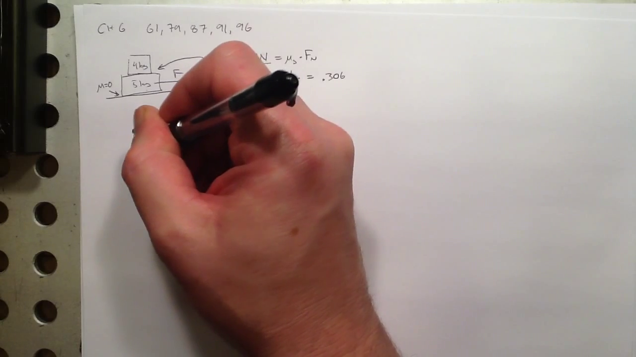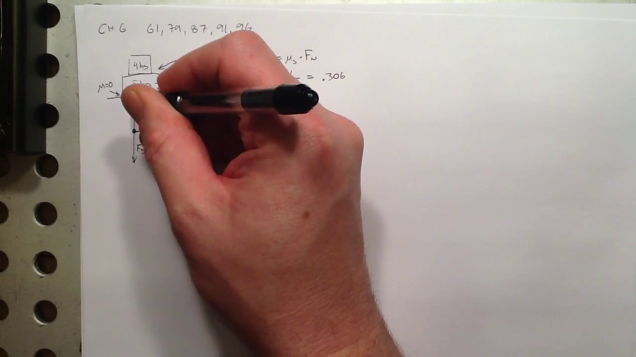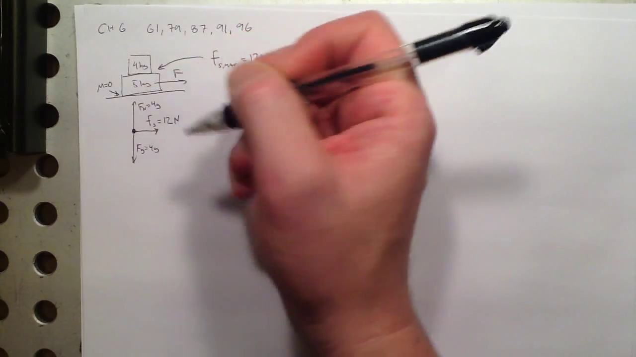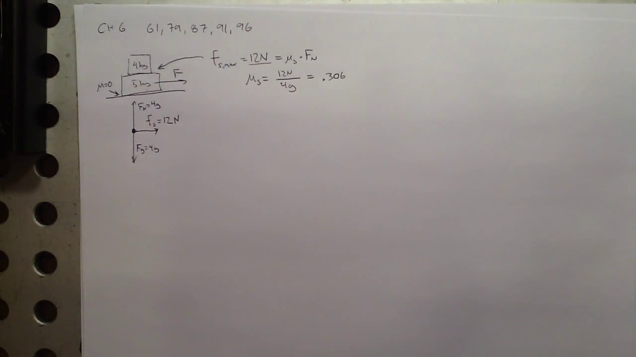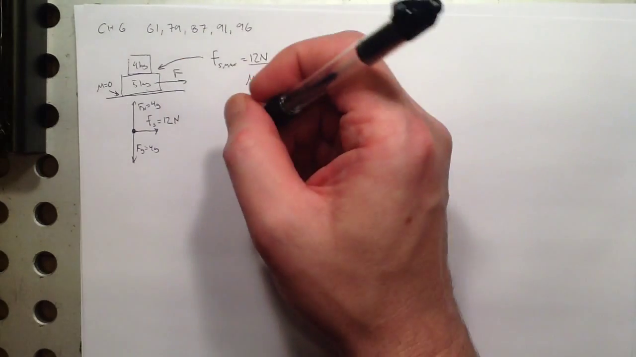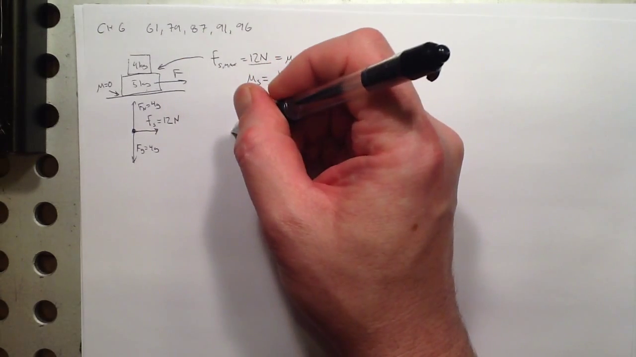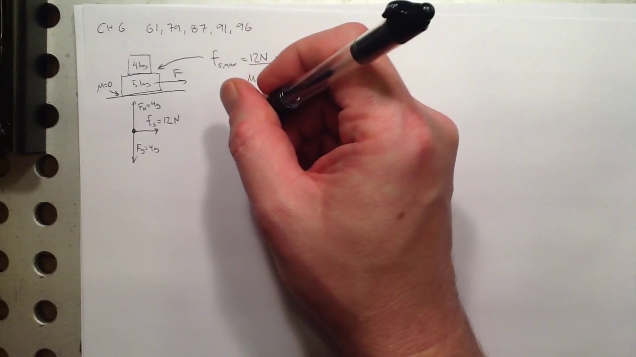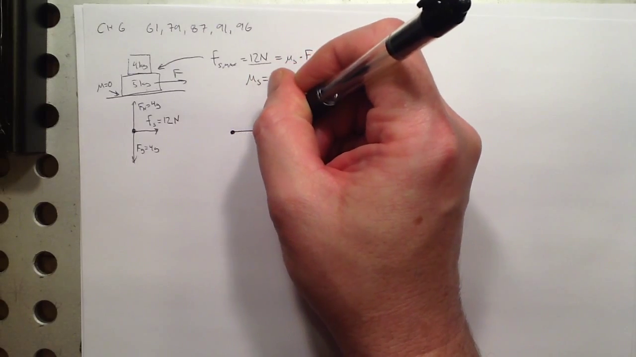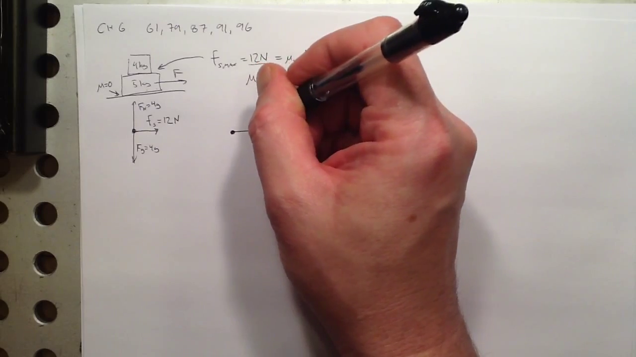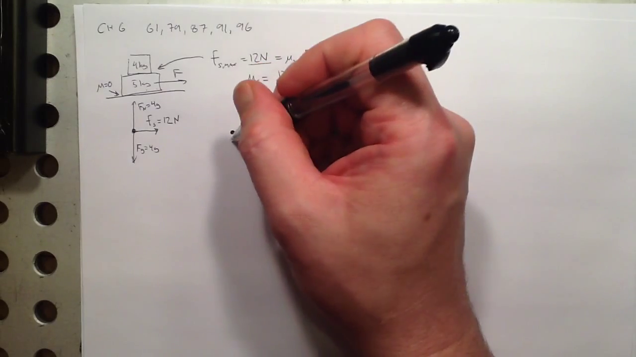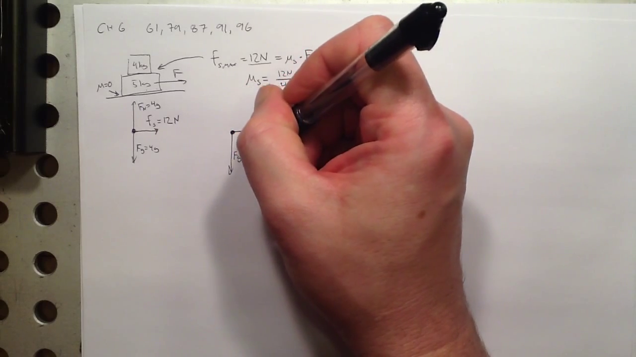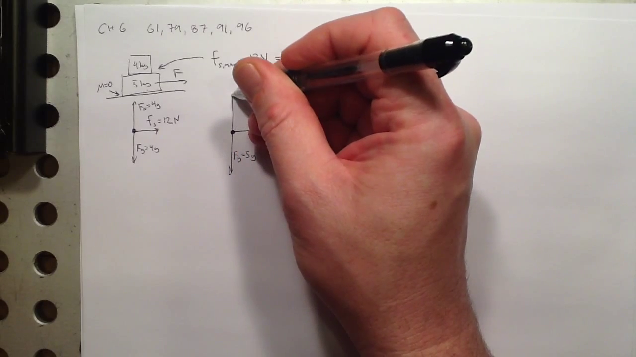Gravitational force would be 4g. Normal force here would also be 4g. So those are the forces acting on this block. Now here, on the bottom block, we have the force F. We don't know what that is. We would like to know. And we have a gravitational force, 5g. And we have the normal force.